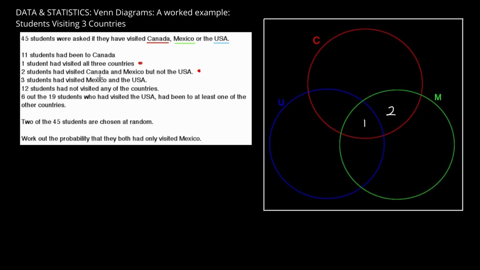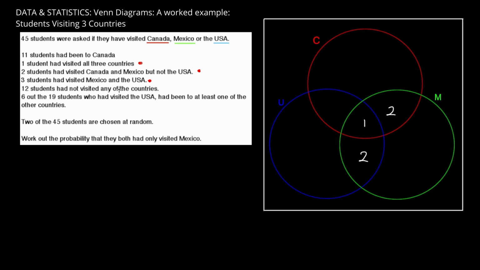Now, what about this next line? 3 students had visited Mexico and the USA. It doesn't say anything about Canada. It does not confirm they visited or not visited Canada. So it's this area here. Mexico and the USA. So if this is made up of 3 students, I can put 2 students there. Because they didn't mention anything about Canada, one of those 3 students did visit Canada as well, but the other 2 did not. So we've done that one as well.